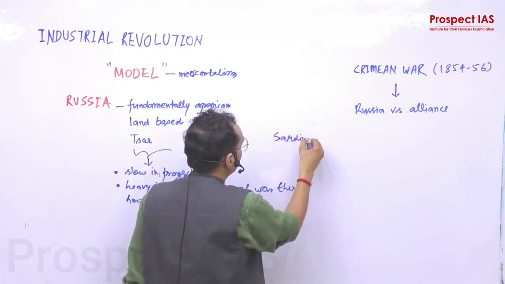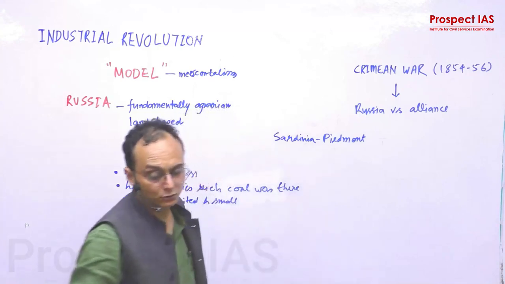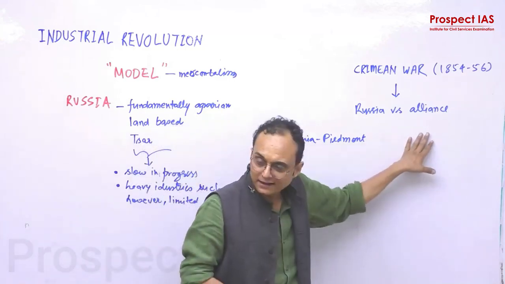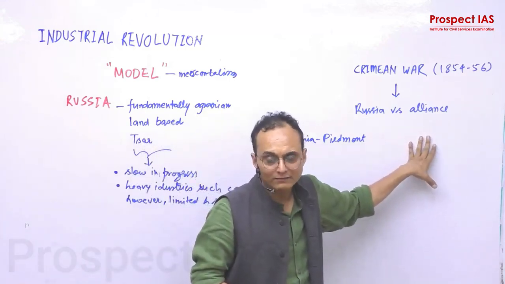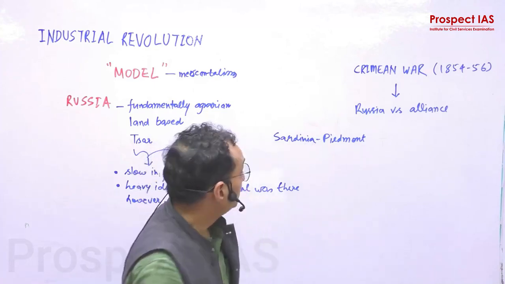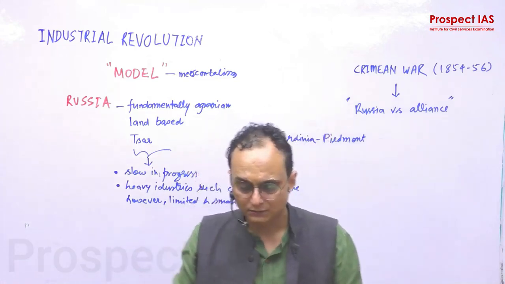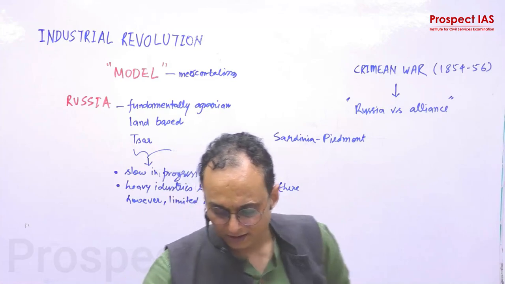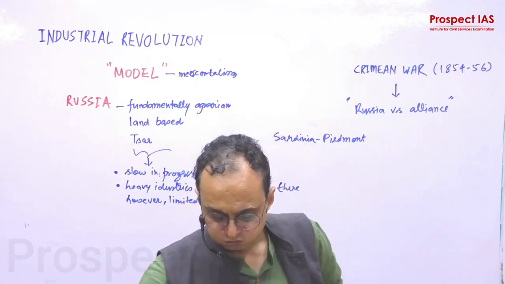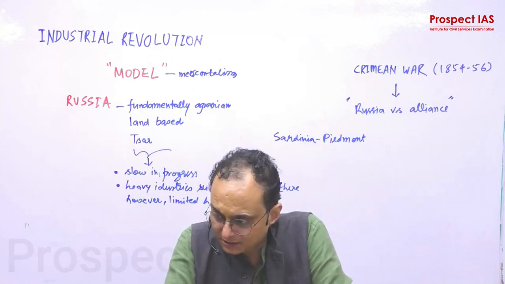It was a country. Sardinia, Piedmont. So it was an alliance, it was a grand alliance. And two of the countries in this alliance were those who had developed industries in their country. So when Russia was badly defeated in the Crimean War, write this, when Russia was badly defeated in the Crimean War, the need for industrialization was realized.